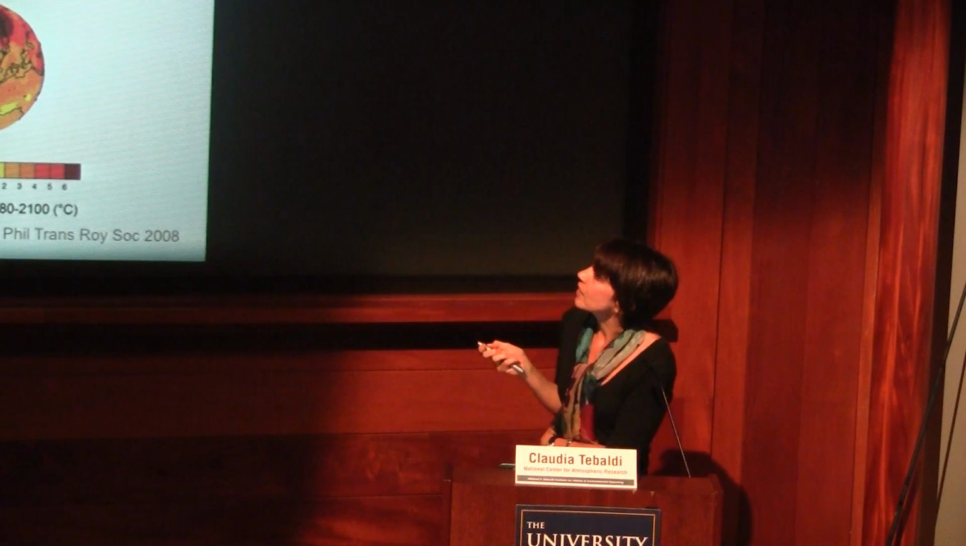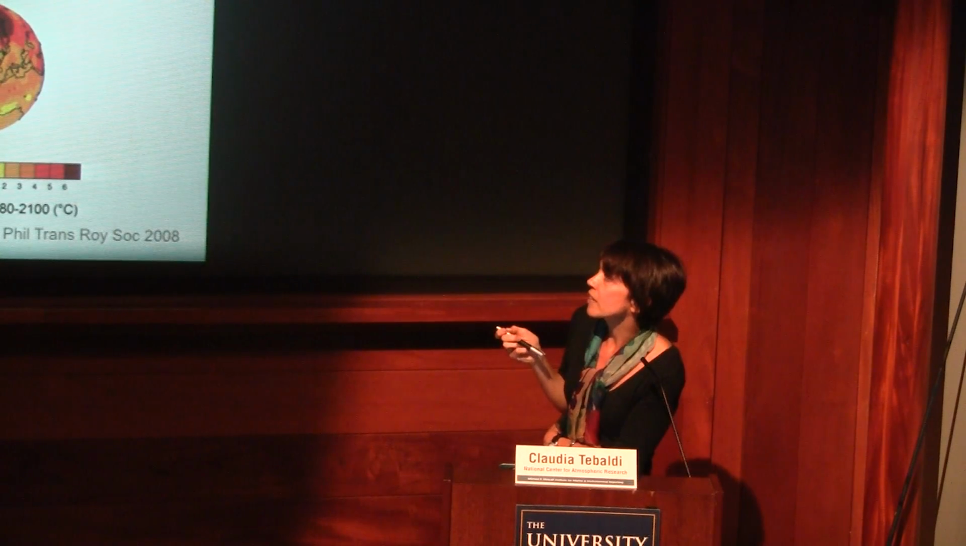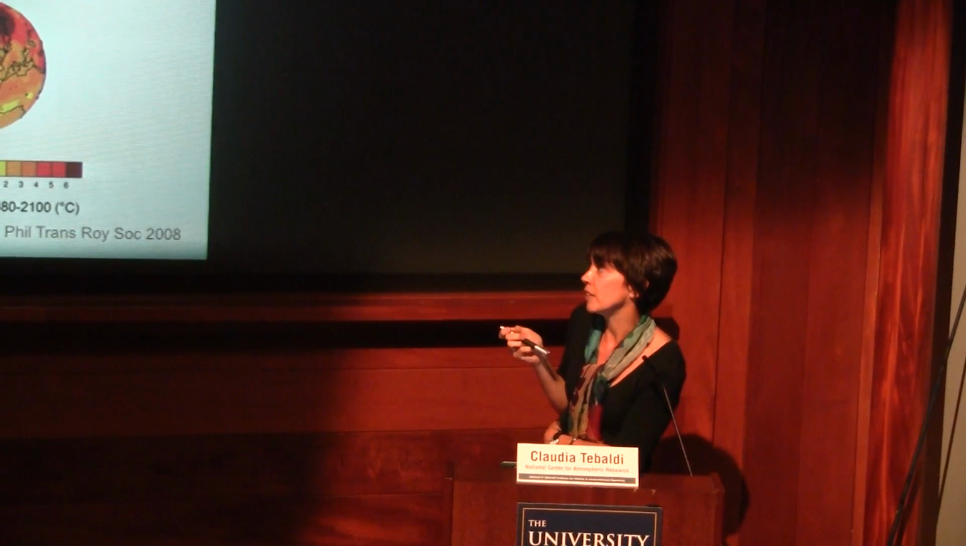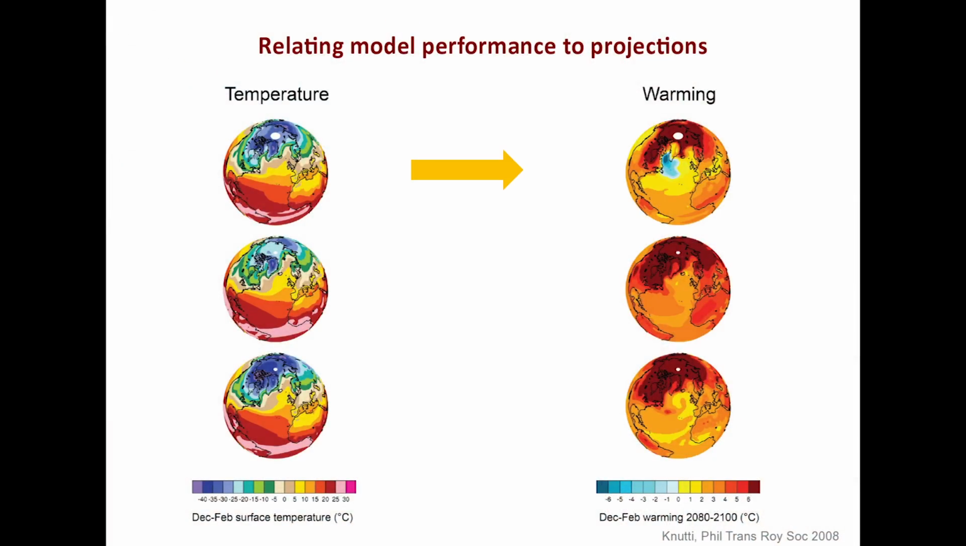Okay, so I can confront those pictures with observations, and I can determine what we call bias, which is the errors. And now here, for example, you see that this model has a very large error here, meaning that its temperature is warmer than what we observe. This other model has the opposite. Its temperature here is cooler than we observe. But look at this. Their warming for the future is almost the same in this area. So this is just an example.